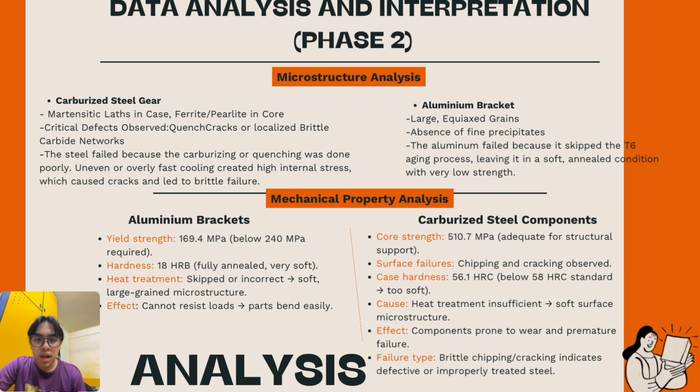This showed that the heat treatment was insufficient, resulting in a soft surface layer. As a result, the component experienced premature wear and surface failure. The brittle chipping further confirmed defective or improperly treated steel.